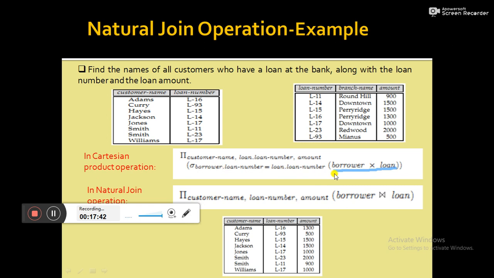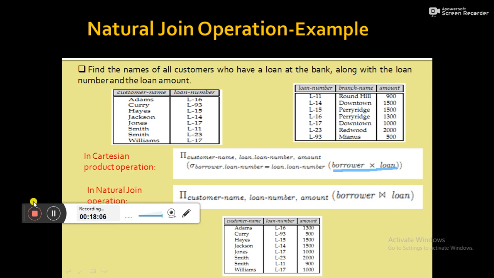So after performing that operation, we will be getting the relation with pivot data and actual data, the actual tuples, and then we are going to perform the projection operation. Why? Because we only need to print the customer name, loan number, and the amount.